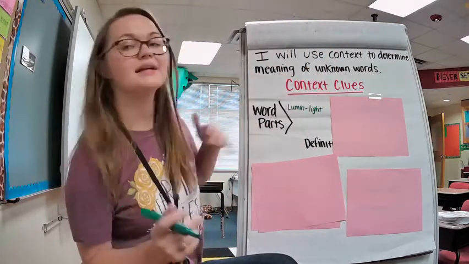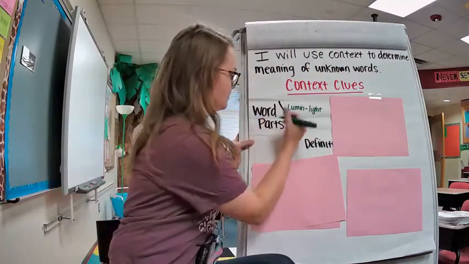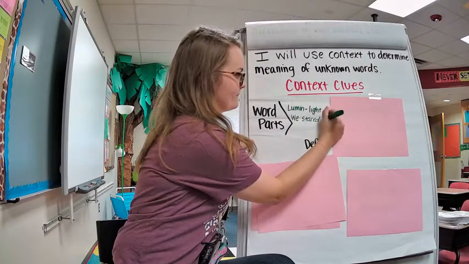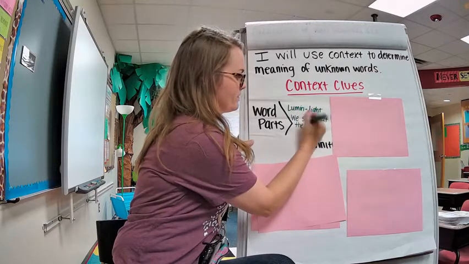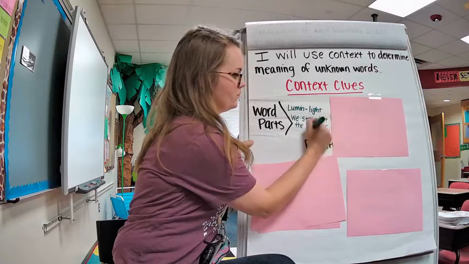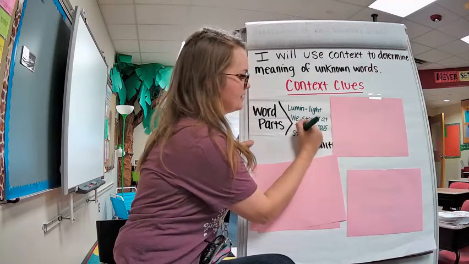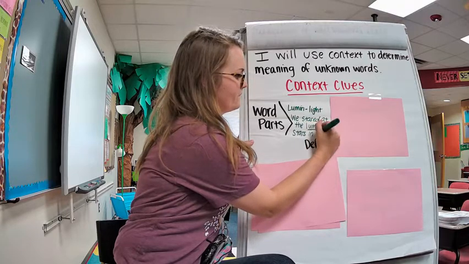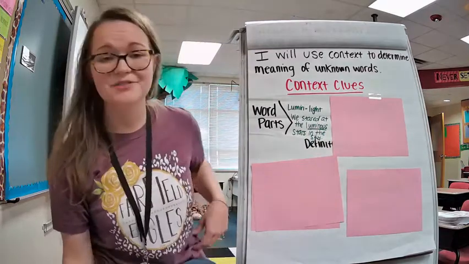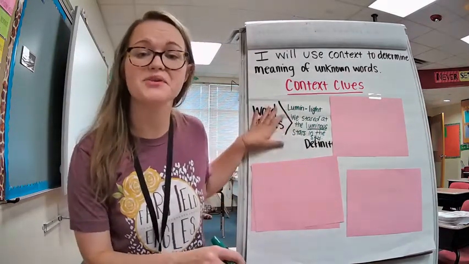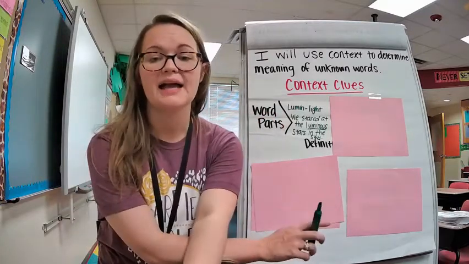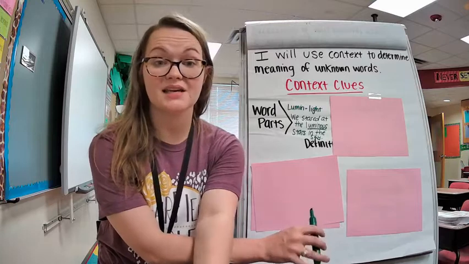So go ahead and write down word parts and our example sentence. Luminous is our unknown word. We stare at the luminous stars in the sky. It doesn't have to be perfect. My anchor chart is not perfect because I'm using this as a note-taking tool for me, just like you are writing yours for you. As long as you can read it and it's neat, then that's good.